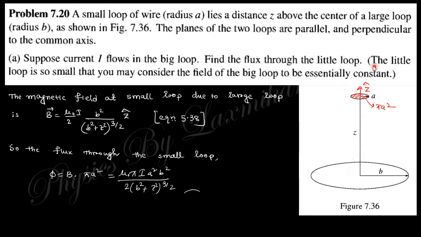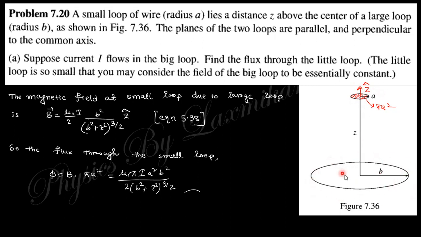Loops are parallel and perpendicular to this common axis, right? So suppose current I flows in the big loop. Find the flux through the little loop. So if there is a current flowing within this loop, you need to find out the flux within that loop.